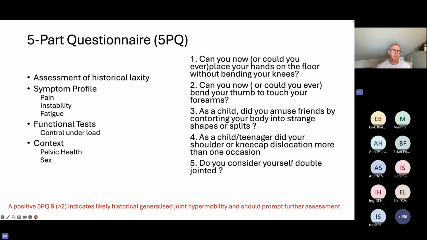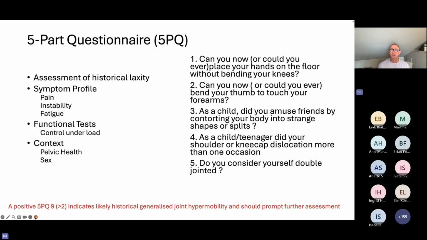we want to have another kind of test, which is the 5-part questionnaire, 5PQ. And this is an assessment of historical laxity, really, to know has there been a change in how you've been feeling in the past. So symptom profile, looking at did you have any pain, instability, or fatigue? Functional tests, looking at control under load, and then context is pelvic health, problems, and sex.